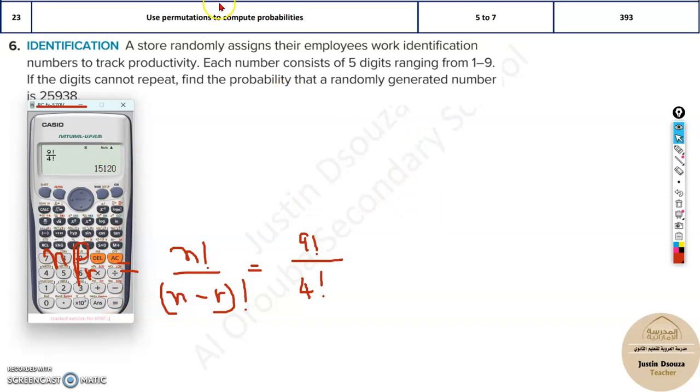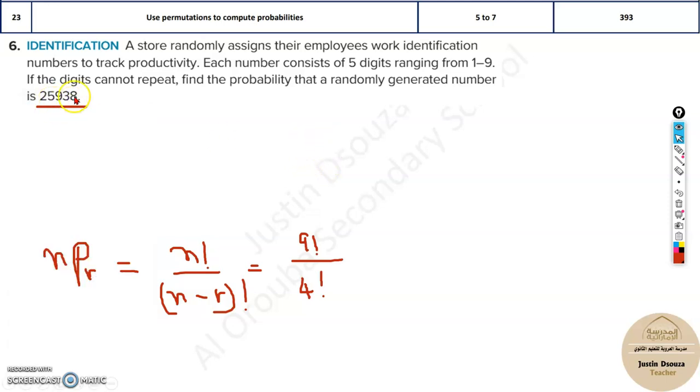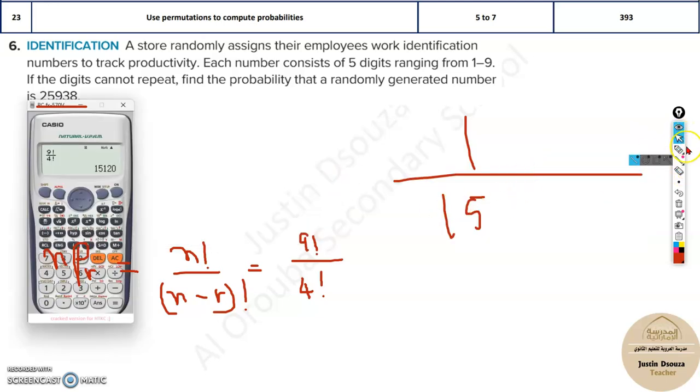So the store can assign total possible numbers of 5 digits using 1 to 9, where all the numbers are different. There can be 15,120 different or unique digits. So now what is the probability that this particular digit is selected? This is only one particular digit divided by 15,120. So it's a very, very slim probability. So now if you just invert this, it'll be 1 divided by 15,120. So the probability is so less.